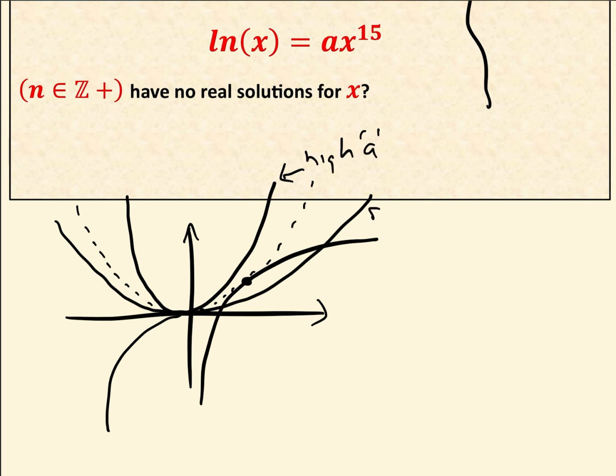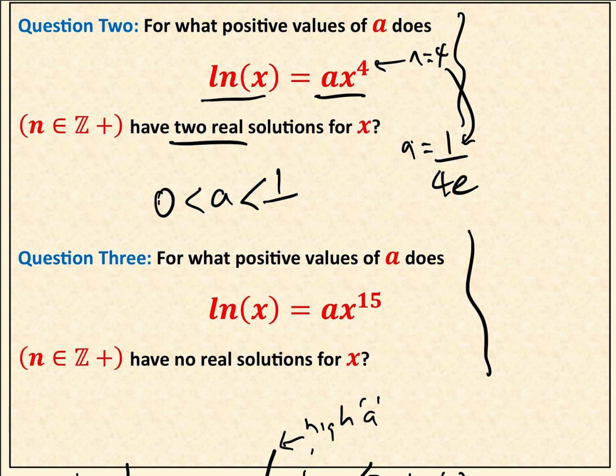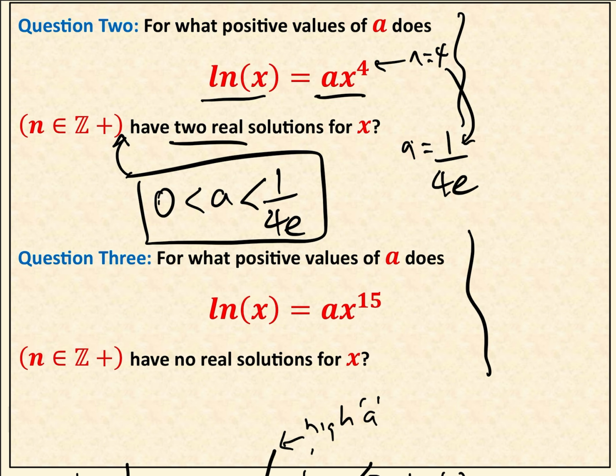and here for low a. So basically all we need to say here is that we know there's going to be one real solution. We've already worked that out and answered the other question. There will be one real solution if a equals 1 over 4e, because the answer was a equals 1 over ne, and here n equals 4. So therefore there are 2 solutions when a is less than that, i.e. when a is between 0 and 1 over 4e. That is the answer to this question by inspection, which saves a lot of time.